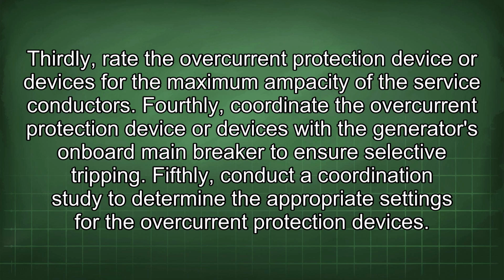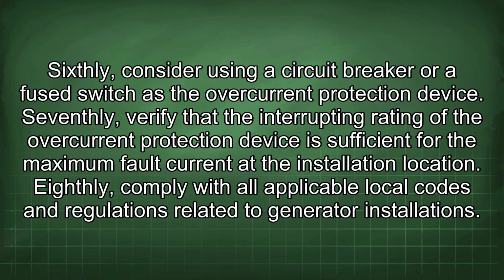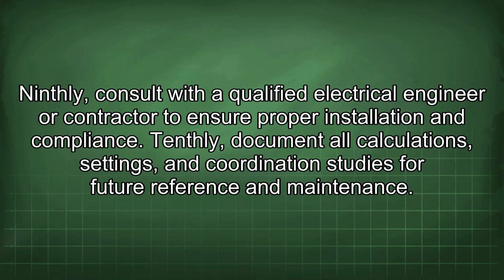Fifthly, conduct a coordination study to determine the appropriate settings for the overcurrent protection devices. Sixthly, consider using a circuit breaker or a fuse switch as the overcurrent protection device. Seventhly, verify that the interrupting rating of the overcurrent protection device is sufficient for the maximum fault current at the installation location. Eighthly, comply with all applicable local codes and regulations related to generator installations. Ninthly, consult with a qualified electrical engineer or contractor to ensure proper installation and compliance.